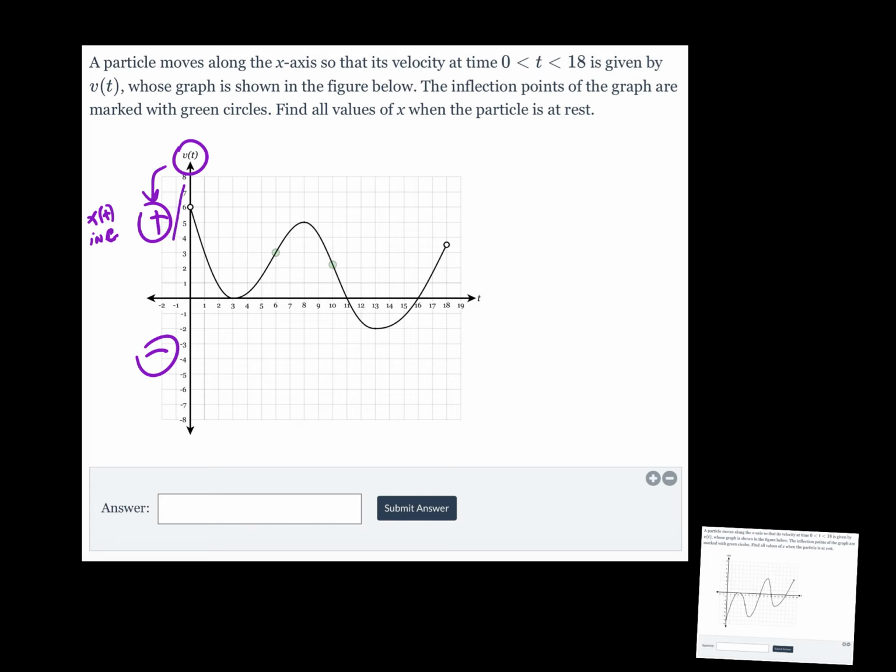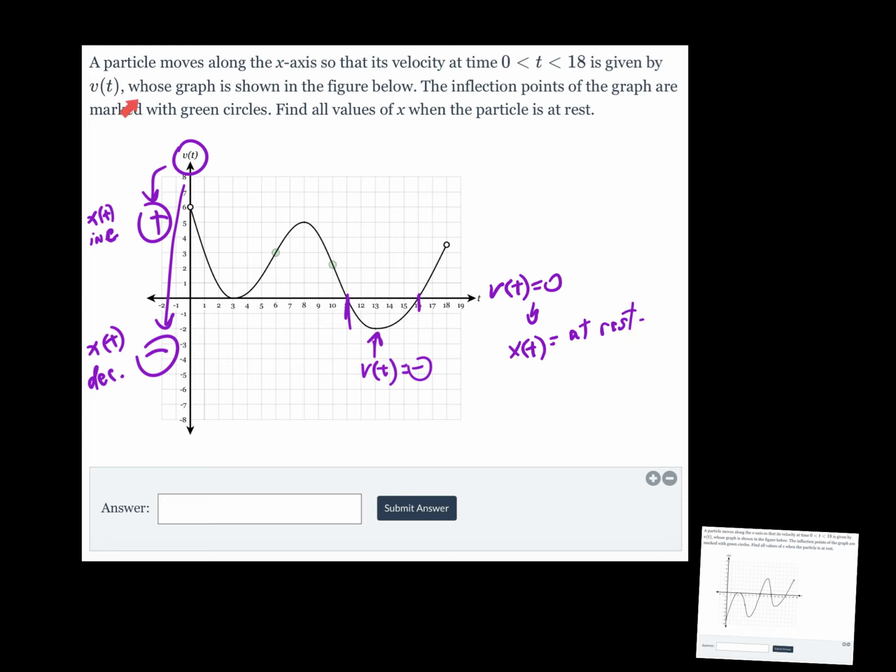Over here, if this is where your v of t values are negative, in that region right there, so basically between 11 and 16, you have velocity values that are negative. And that means on your original function, which is x of t, you are going downhill, you are decreasing. And anywhere your velocity values are 0, remember what that indicates on your position function. That means you have 0 slopes, and that means you are at rest.